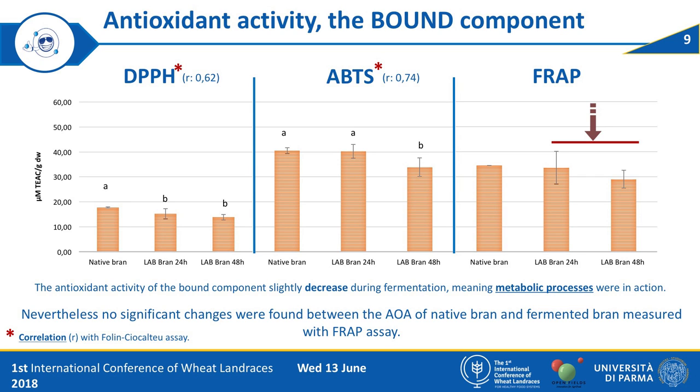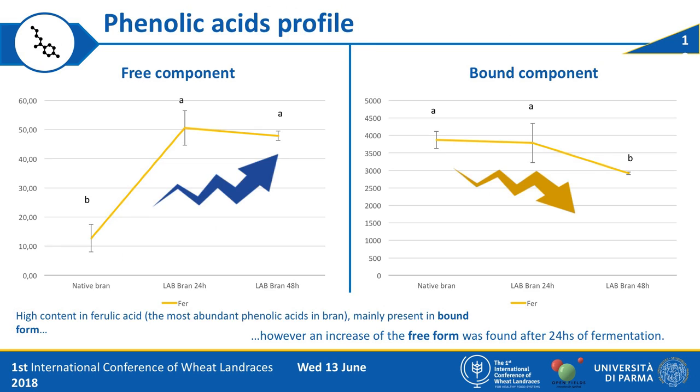Now I want to show you the total phenolic acid profile determined with an HPLC-MS/MS technique. The yellow line stands for the ferulic acid, that is the preponderant phenolic acid found in cereal bran, and as you can see, history repeating. The free component increases while the bound component decreases.